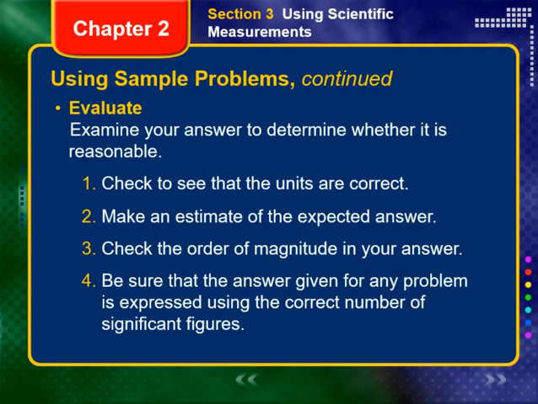2. Make an estimate of the expected answer. Use simpler, rounded numbers to do so. Compare the estimate with your actual result. The two should be similar.